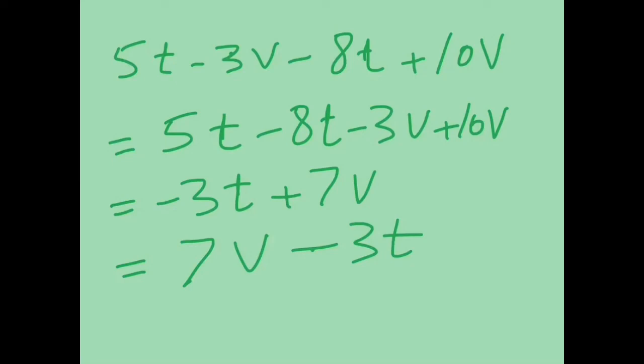So minus 3t plus 7v. Rearrange the terms so it looks nice; the other order is also okay. If you write it like that, minus 3t plus 7v, it's also a right answer, but it's better to write it like that, 7v minus 3t. So this is your answer. Keep in your mind always: collect like terms together and then add or subtract whatever is required there. Thanks.